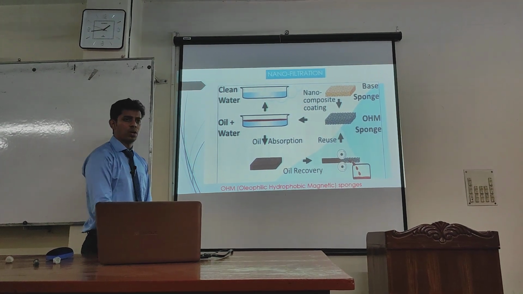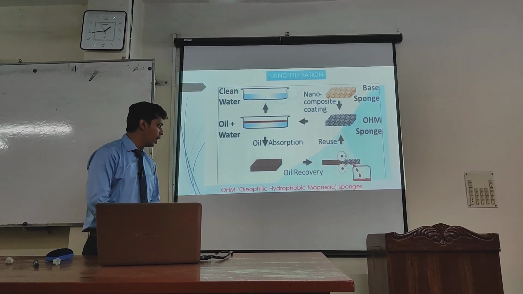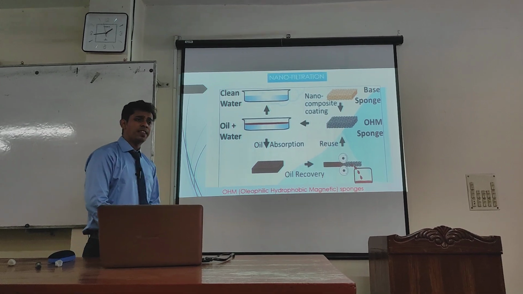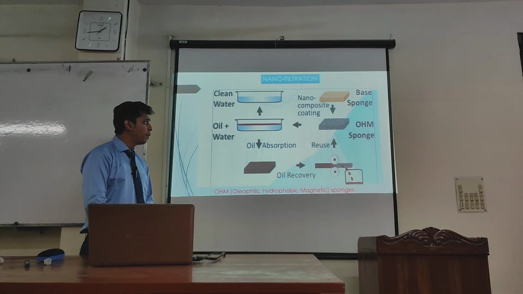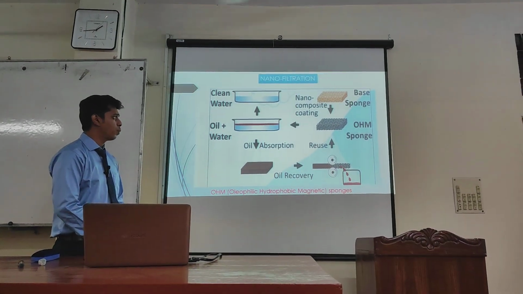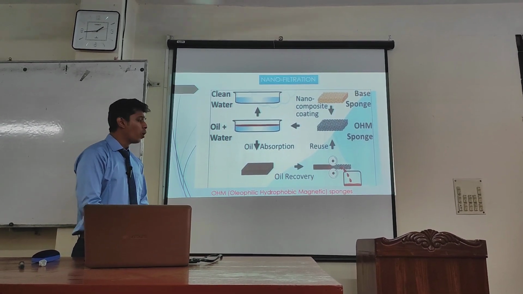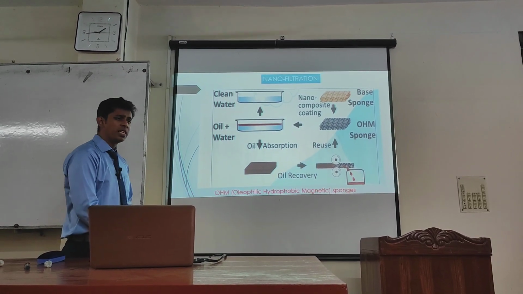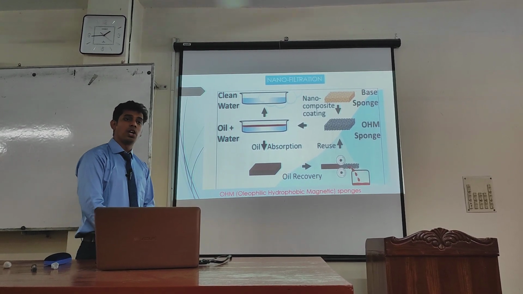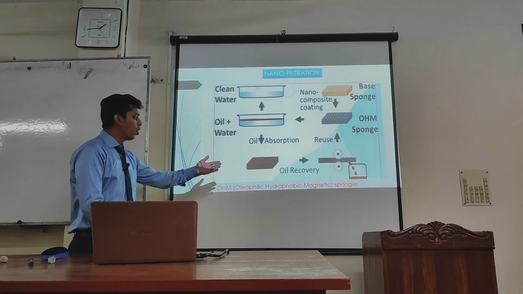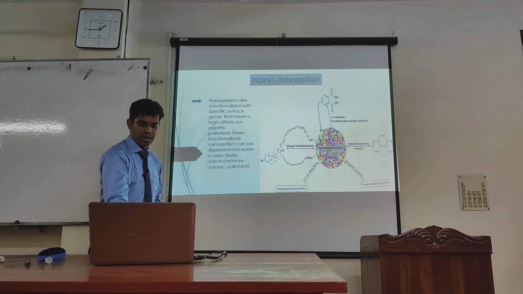The next topic is nanofiltration. For nanofiltration, we have to prepare OHM sponges. What are OHM sponges? That is oleophilic hydrophobic magnetic sponges. For the separation of organic pollutants, oil from an oil water mixture, when there is a leakage of oil, we have to dip the sponge into the oil water mixture. The sponge has a nanocomposite coating of carbon substrate. When we dip the OHM sponge into the oil water mixture, the sponge absorbs all of the oil, leaving behind clean water because of its hydrophobic nature, that means water resisting property. For the recovery of oil, we have to squeeze the sponge to get the oil, and then we can reuse the sponge for the separation process again.